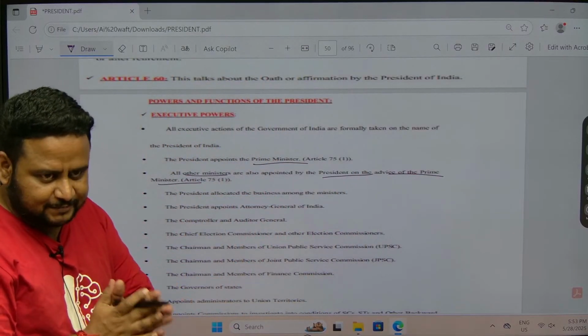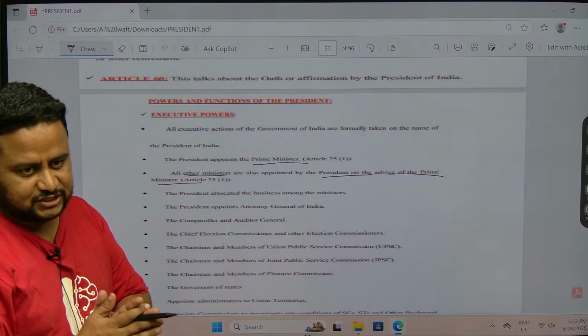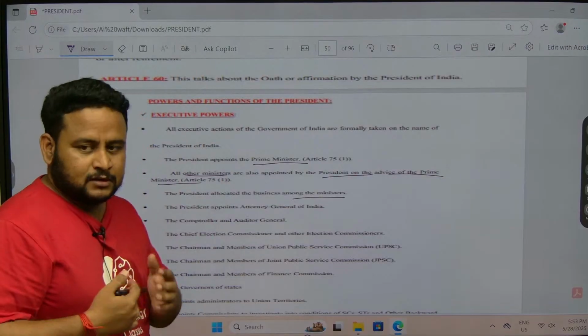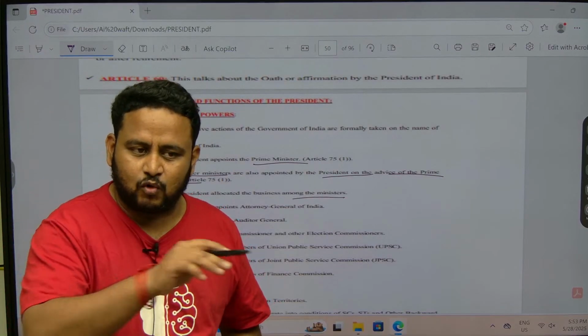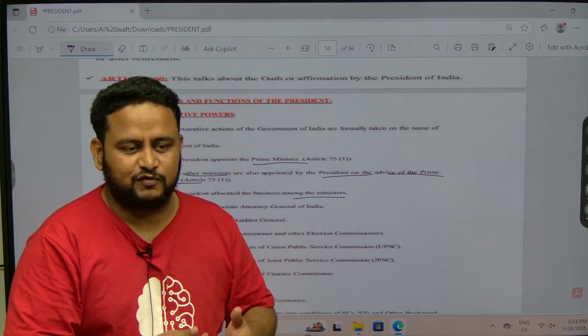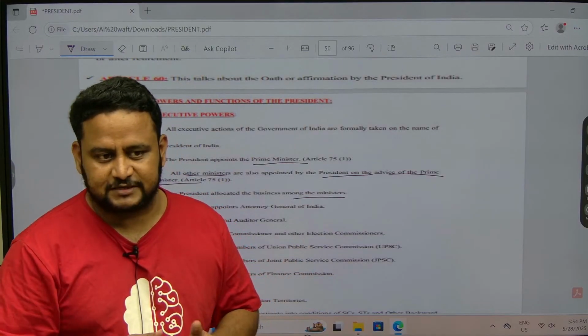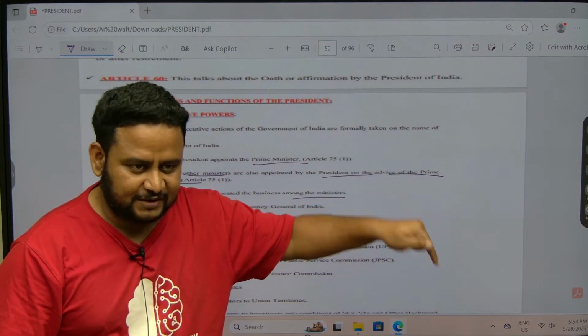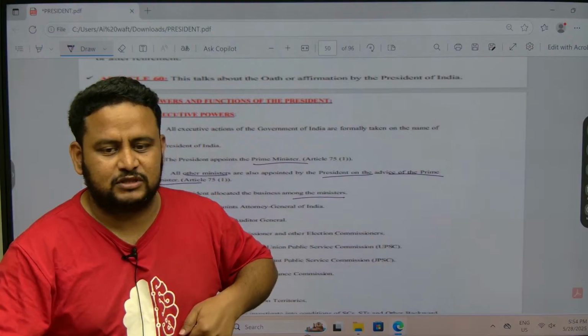He will appoint the prime minister and he will also appoint all other ministers. Next, the president allocates the business among the ministers. That means what each minister has to do is told by the president to them, that is, the portfolio of that person. You are the defense minister. But actually, that will be decided by whom? The prime minister. But it is told to them through the president.